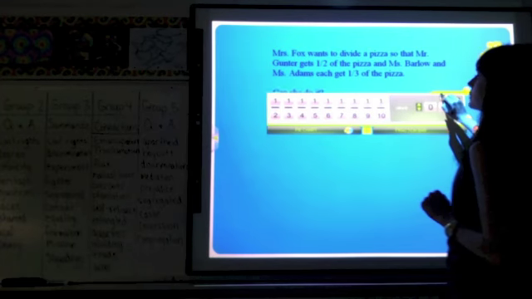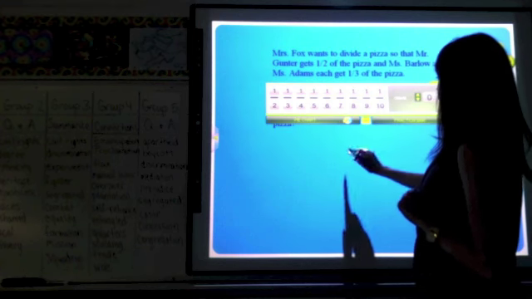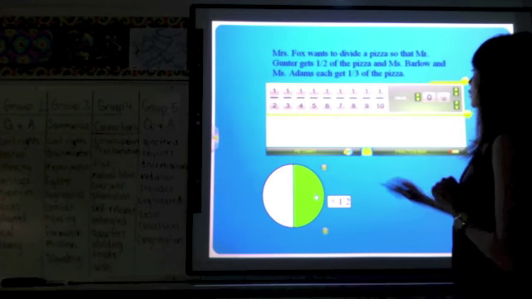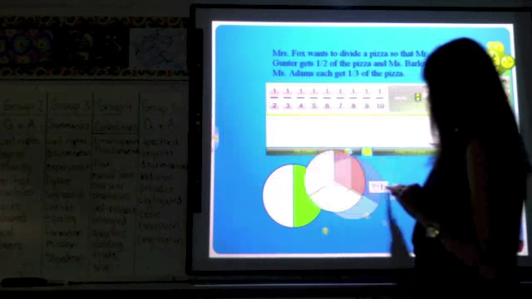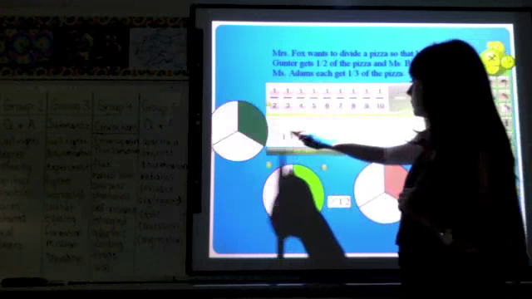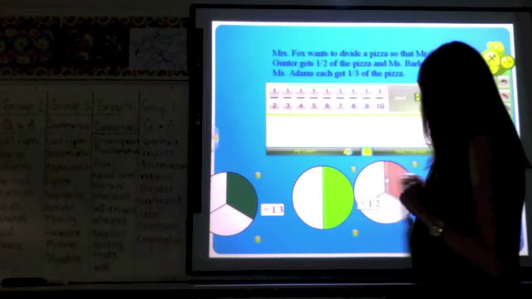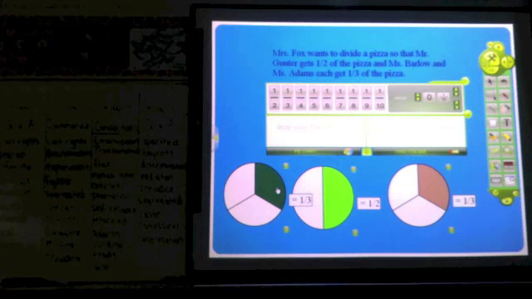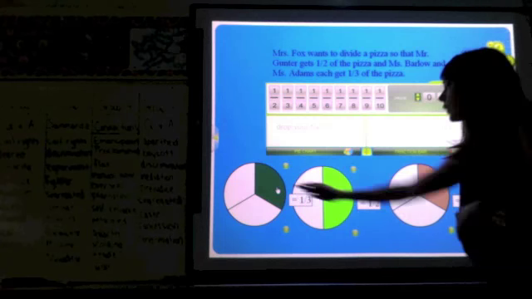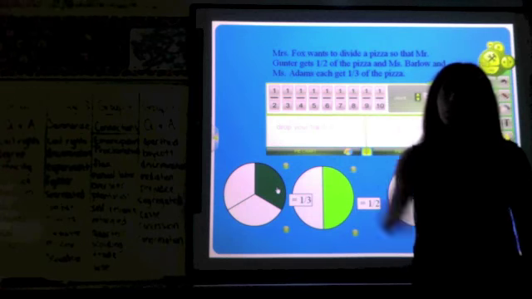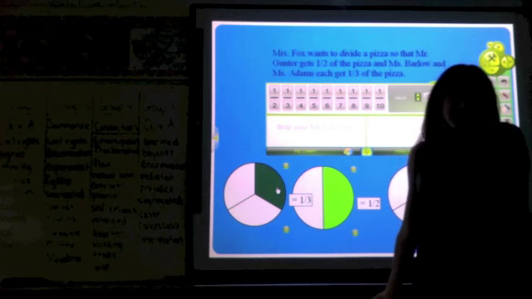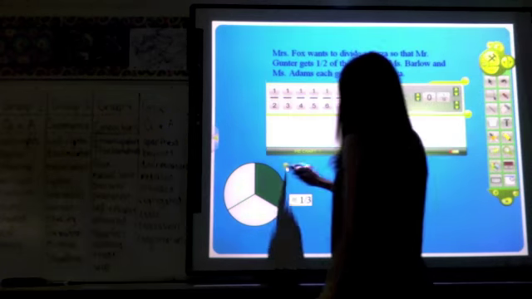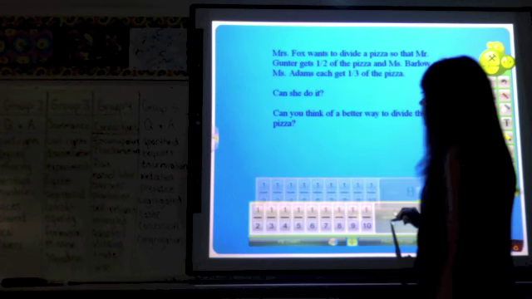Let's see. Let's create pie charts to represent these pizzas. So let's say that Mr. Gunter gets half a pizza, and then she wants to give Miss Adams 1/3 and Miss Barlow 1/3. Would she be able to do that? If you said no, you are correct. 1/3 plus 1/3 plus 1/2 is more than a whole, and she only has 1 pizza to divide between the 3 people.